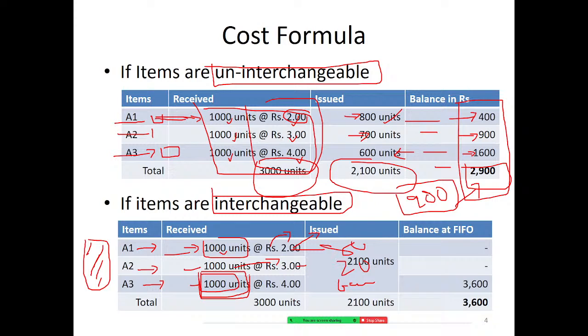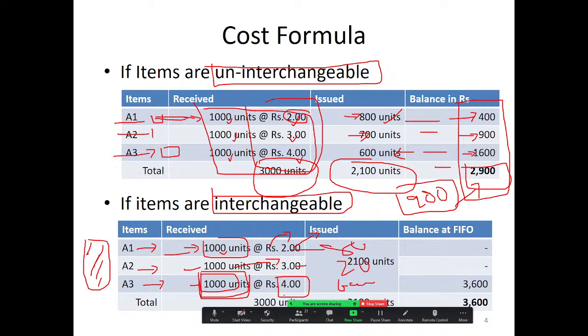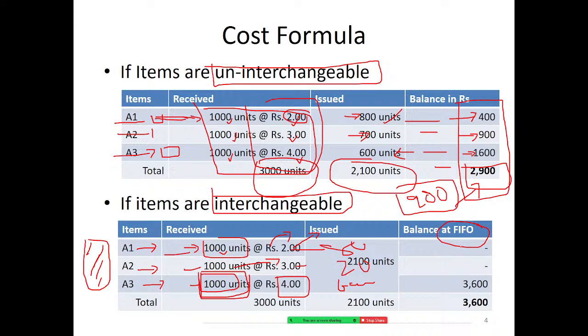Balance how much? 900 units. So the price will be 4. The price will be 4 according to the FIFO method. According to FIFO, 2100 issued from A1, A2, even A3, but the 900 balance comes from A3. Therefore the value of inventory is 4. So 2100 units supplied, here 900 units balance. 900 into 4, how much? 3600.